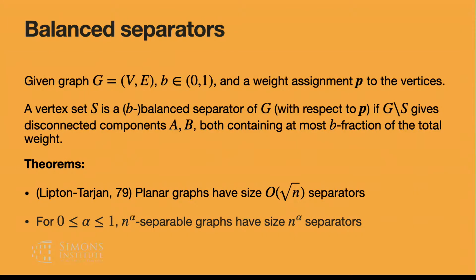The second one is not really a theorem. It's more like just the property of separable graphs that n to the alpha separable graphs have size n to the alpha separators. And finally, treewidth T graphs have size T separators. And really, this is the key property that we'll use. And these are what differentiates the different cases that we have in our results. And then the framework we have applies to all three cases.